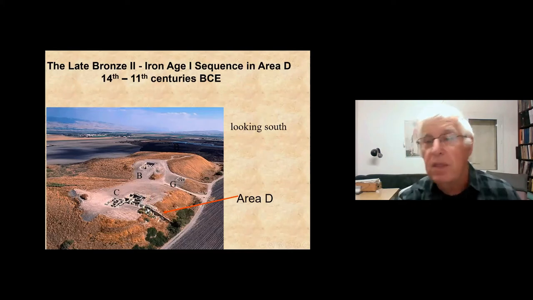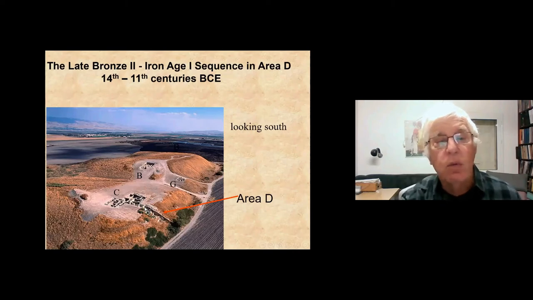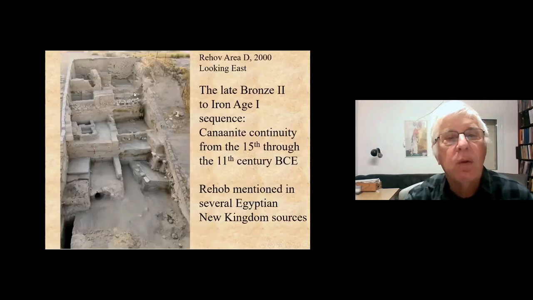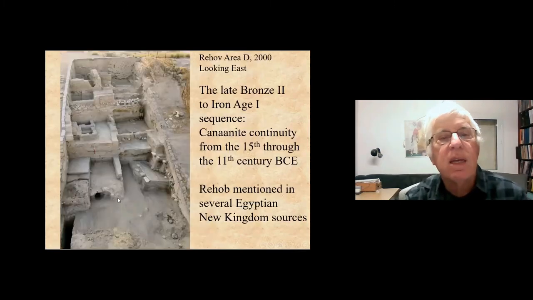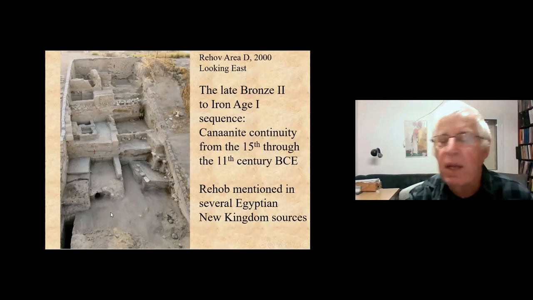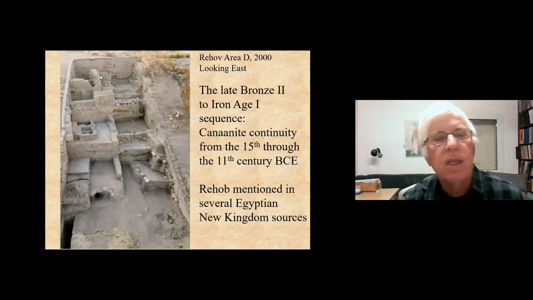When we start a new excavation in a new site, we start with a deep trench on the slope. You can compare it to a cake. You cut a slice in the cake to get an idea what is there. And you can see here our slice. It is 9 meters wide, and we have here a sequence of occupation levels, from the Canaanite period, when this place was founded in the 15th century, until the 11th century, the period of the judges, up here.